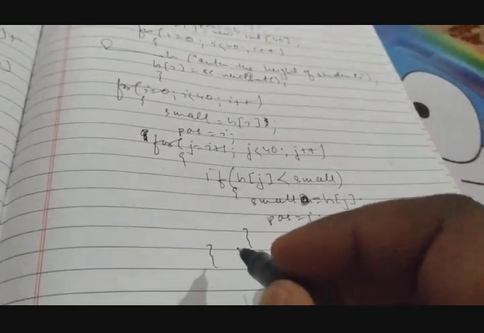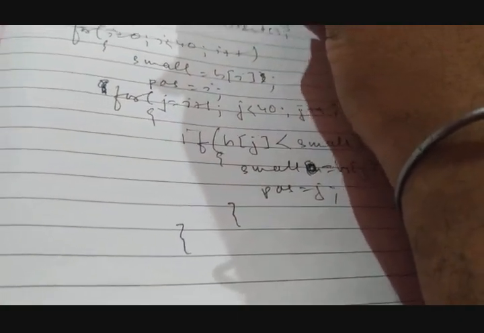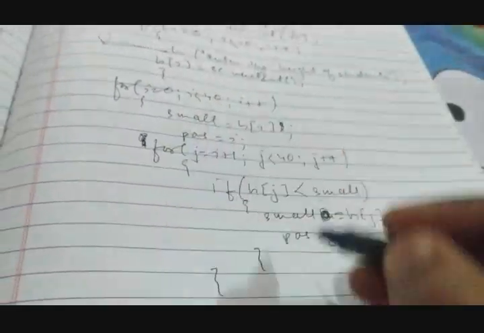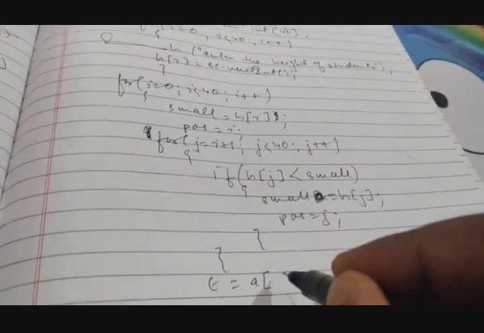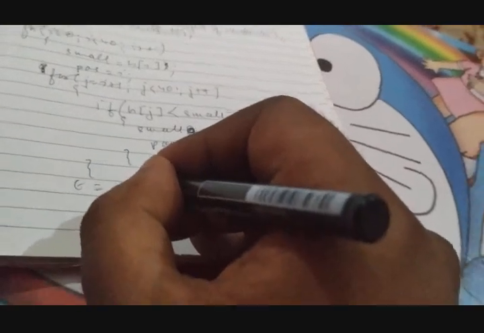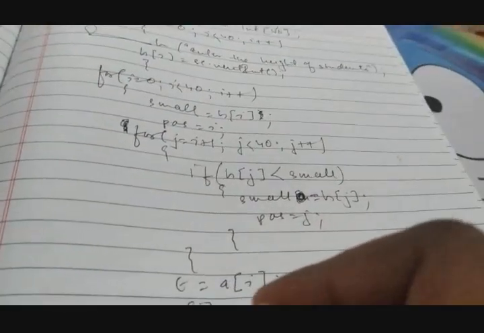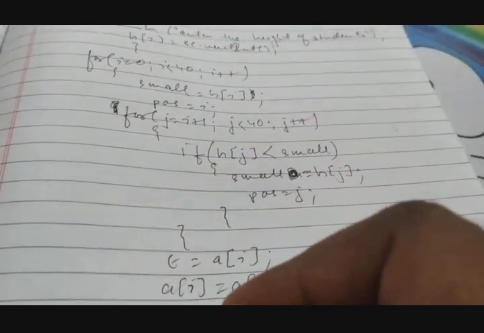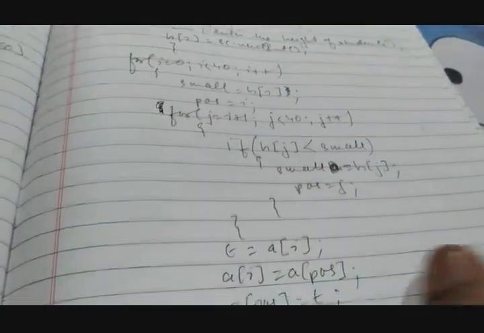This loop is over. Now you need a temp t equals to 0. So t equals to h of i, h of i equals to h of pos, and h of pos equals to t. Outer for close.